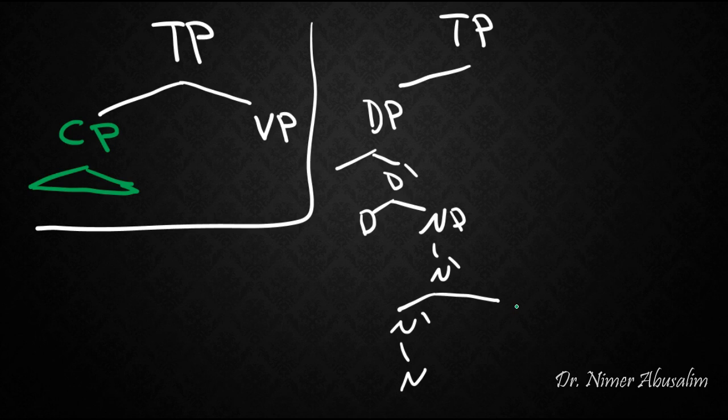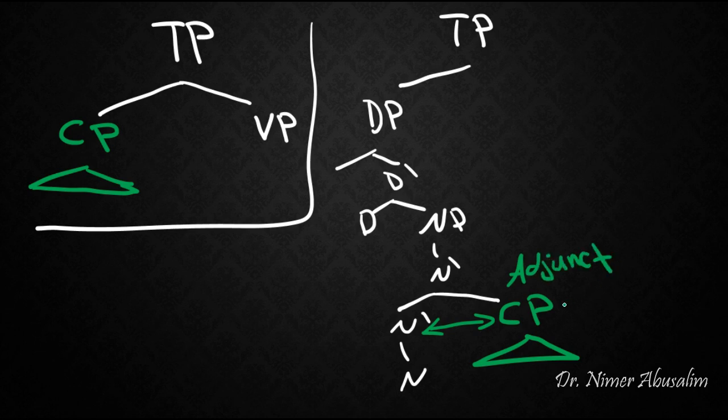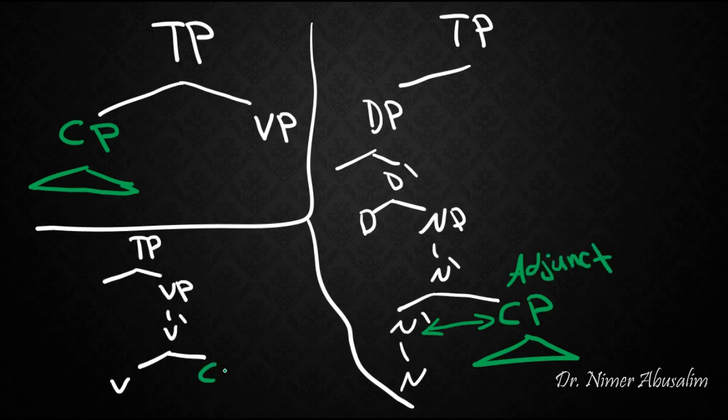Now, we can also get the CP as an adjunct, most likely within a DP, within a noun phrase within a DP. And again, notice here that it is sister to a bar level. This is to make sure that it is an adjunct. Last but not least, it could be in complement position. Notice here that it is sister to the head, and therefore it is a complement.